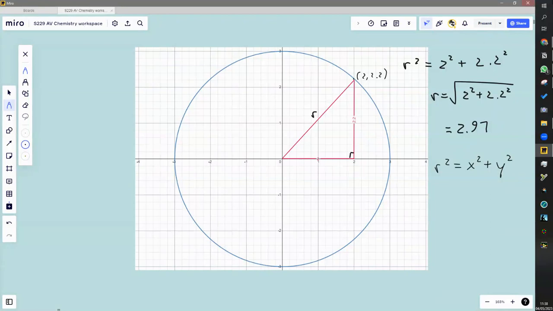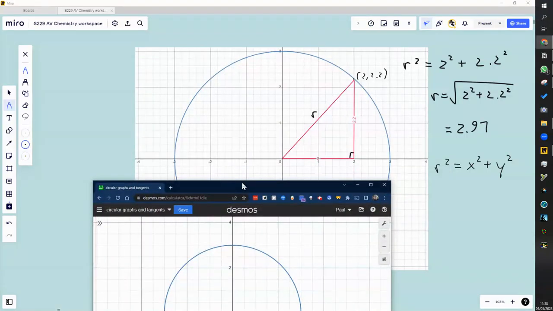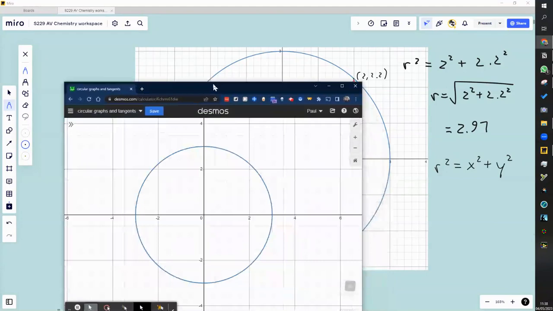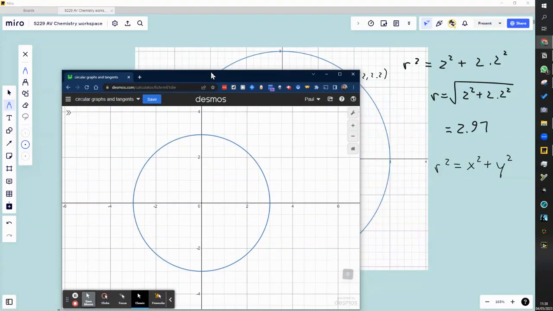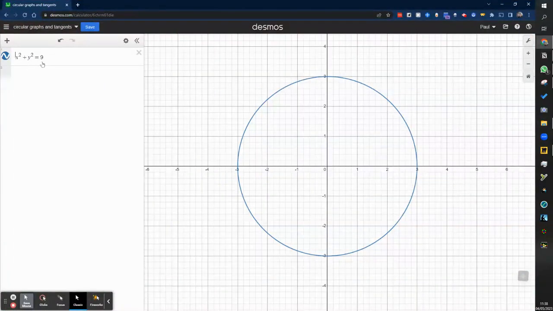So if I now get the graph, which I've got somewhere here, if I can just work out which tab it is on my other monitor. Here we go. As I said down here, r squared equals x squared plus y squared. So the radius is 3, and 3 squared is 9. So x squared plus y squared equals 9. Okay, so that is how to do the equation of a circle.